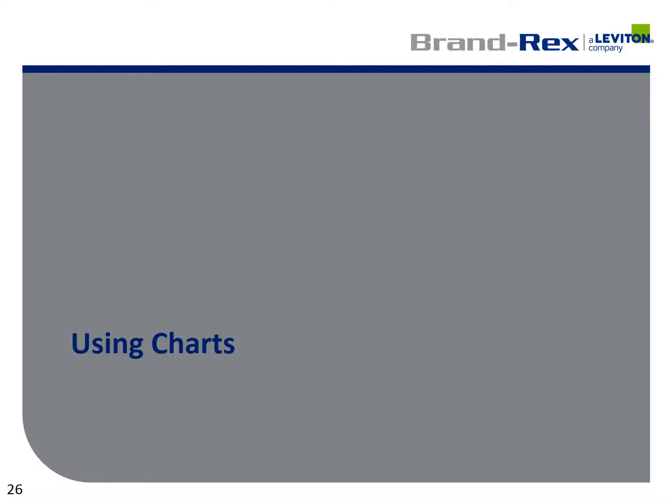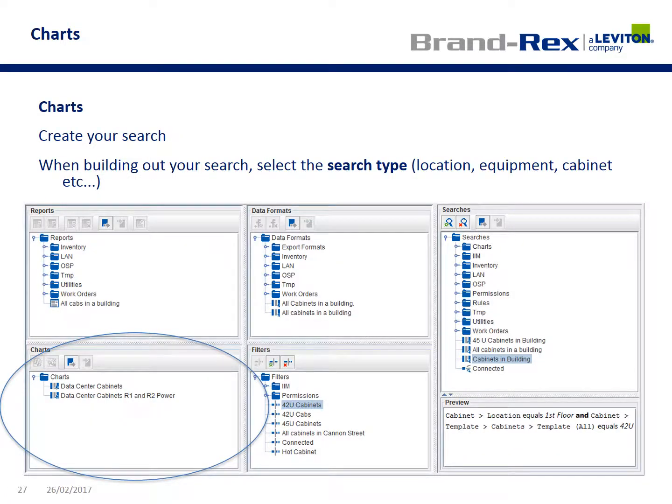Using charts. A chart specifies a visual format that can be used to present the numerical properties of an item in the database. A chart can be applied to specific items in order to present their numerical properties as a bar chart, a pie chart, or a line chart.